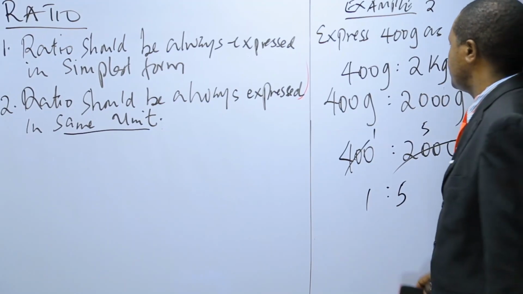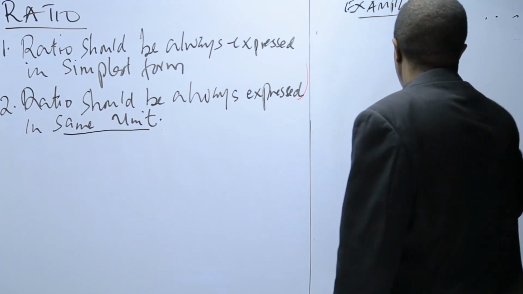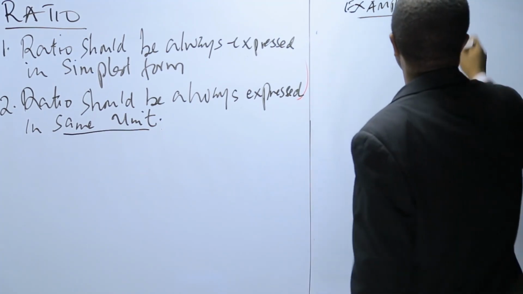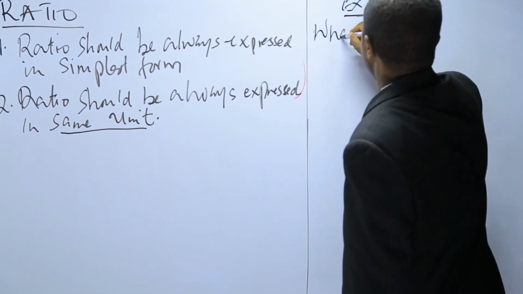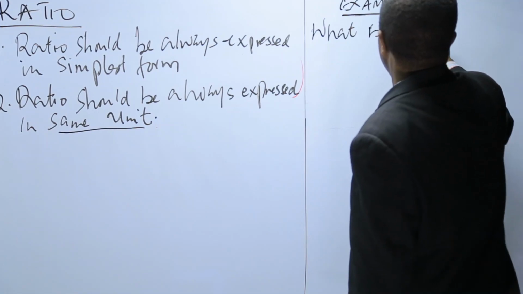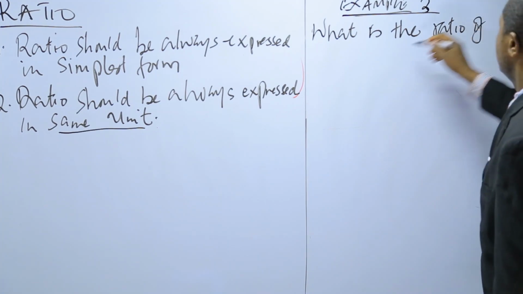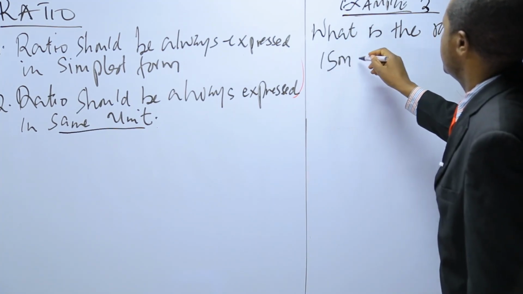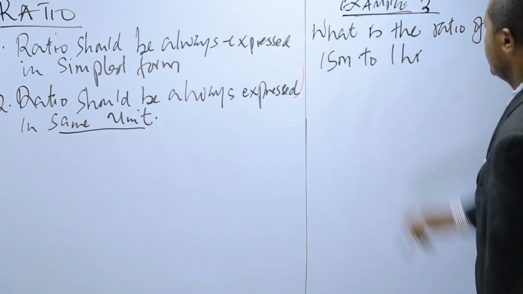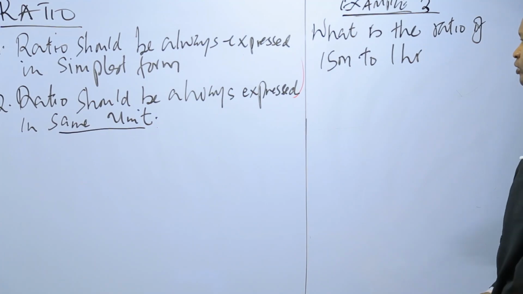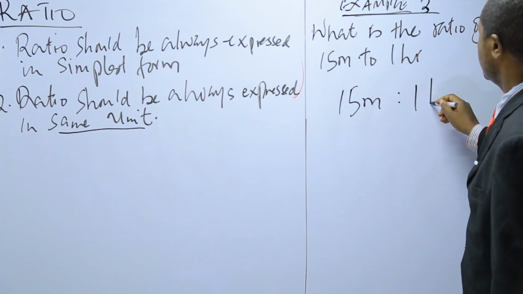We can take another example. Example number 3. What is the ratio of 15 minutes to 1 hour? What is the ratio of 15 minutes to 1 hour? The ratio is 15 minutes to 1 hour.